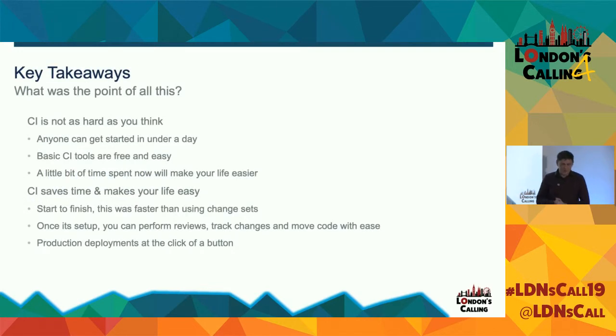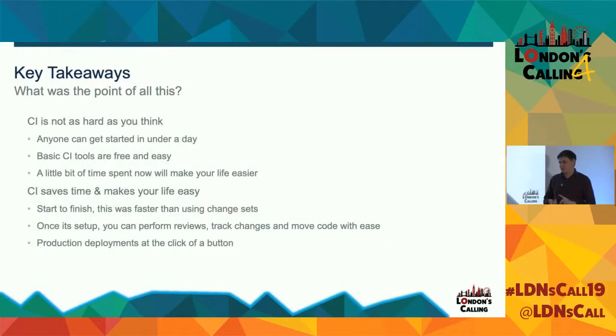So we've done the key takeaways. So the whole point of this is CI is not as hard as you think. There's a couple of things that are omitted in this talk because they take a while to run, such as creating the connected app. But I set up a continuous integration setup in 20 minutes. Anybody can get started with this in under a day. Even if you're kind of unfamiliar with the command line or you're a little bit nervous, all of this stuff is so well documented. And there was a session earlier on Git for admins. That was a good session about the Git portion of this. But all of this stuff is so well documented online that it's not that difficult to get going.